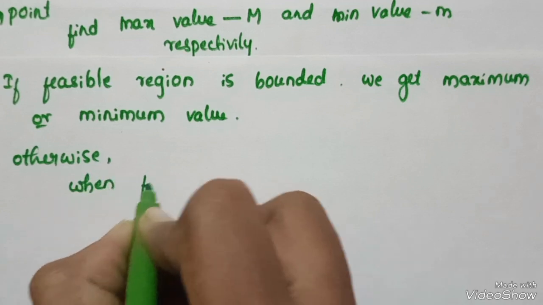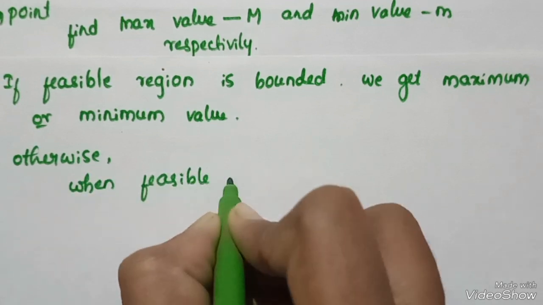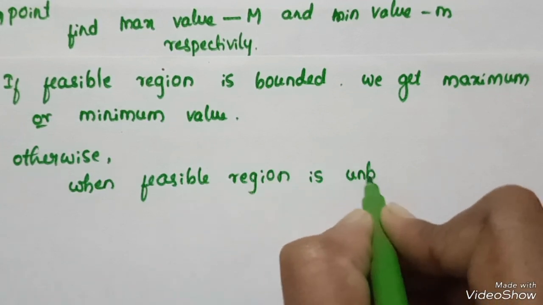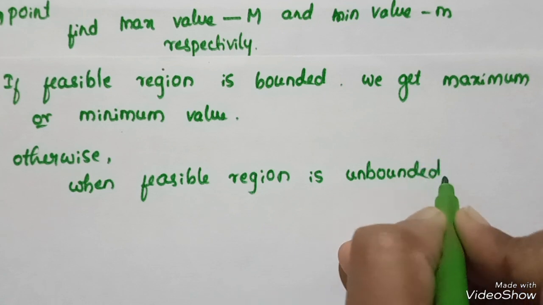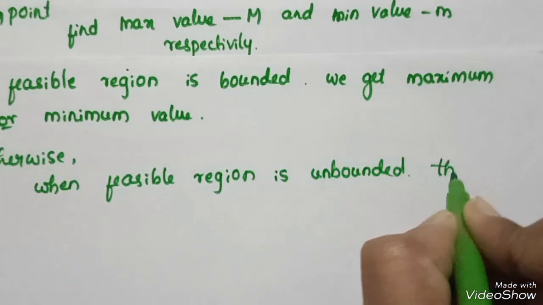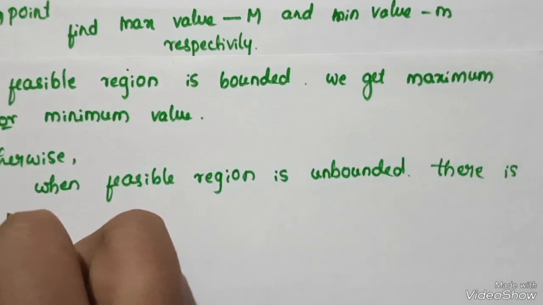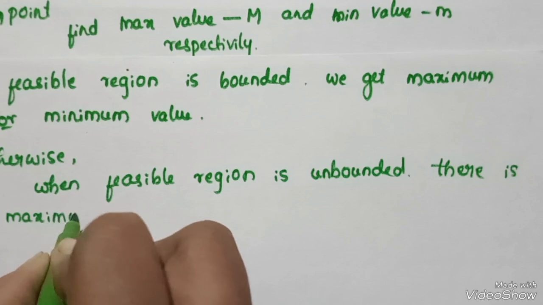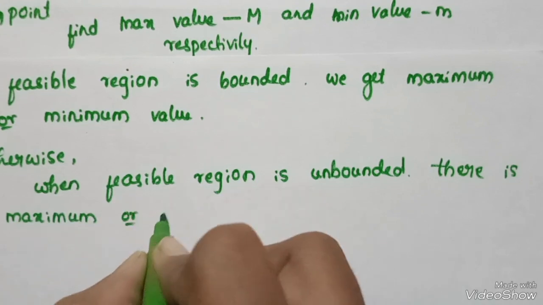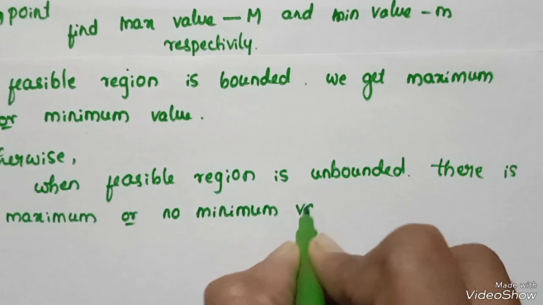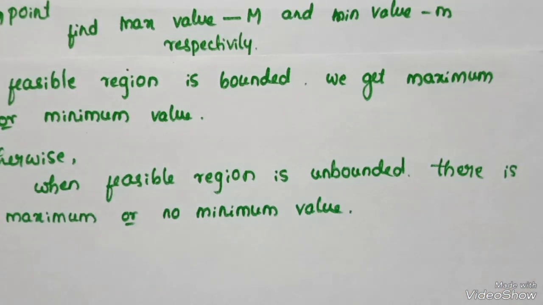Otherwise, when the visible region is unbounded, there is no maximum or minimum value. When the visible region is unbounded, there is no maximum as well as no minimum value.